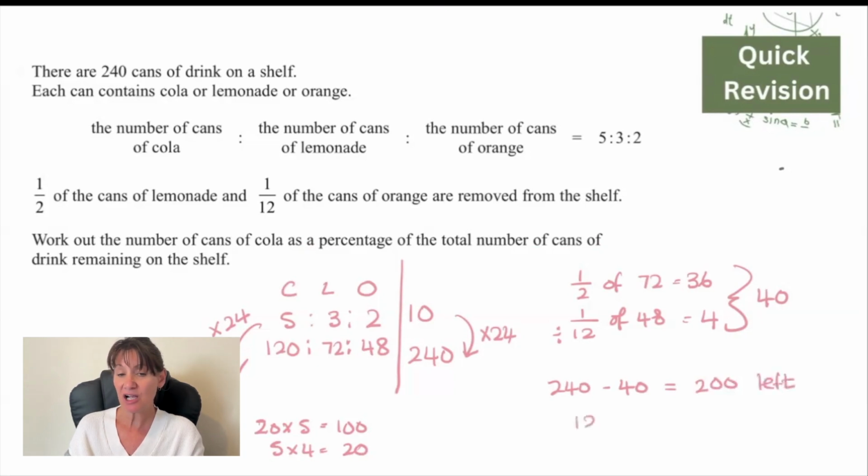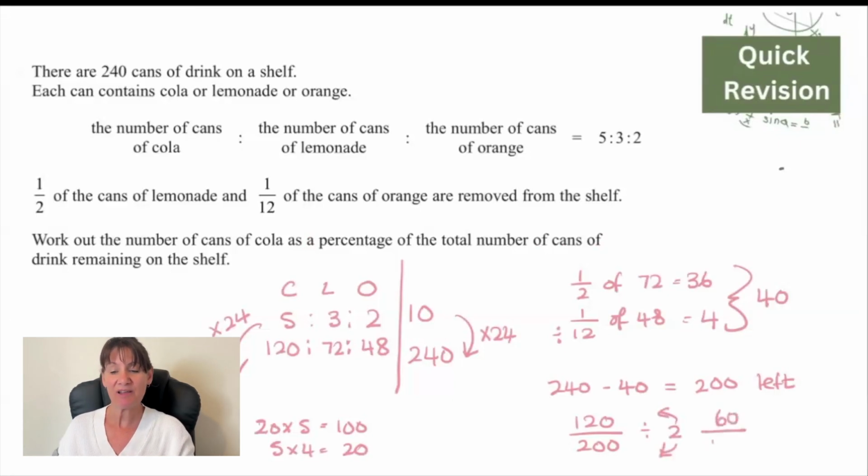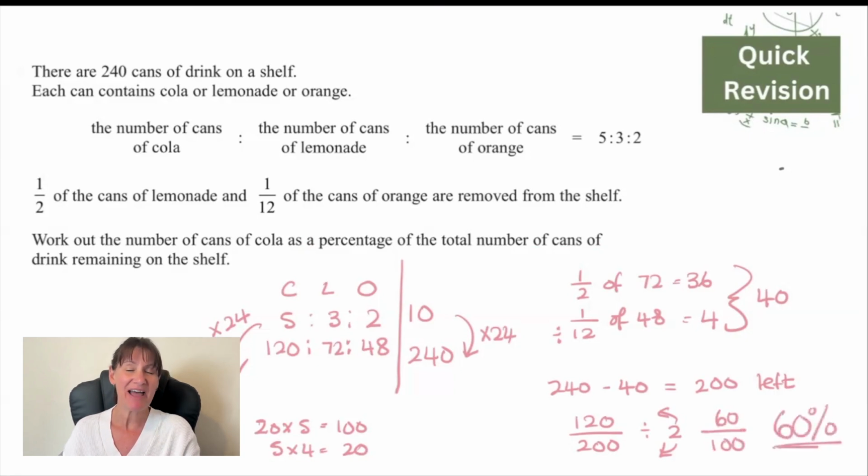The number of cans that are cola hasn't changed. There are 120. So there's 120 out of 200. I've got to represent that as a percentage. Percentage means out of 100. So if I can get the denominator to be out of 100, I will have my answer. So I'm going to divide through by 2. That will give me 100 on the bottom and 60 on the top, which means I have 60% as the final answer. A lot of working out on that question.